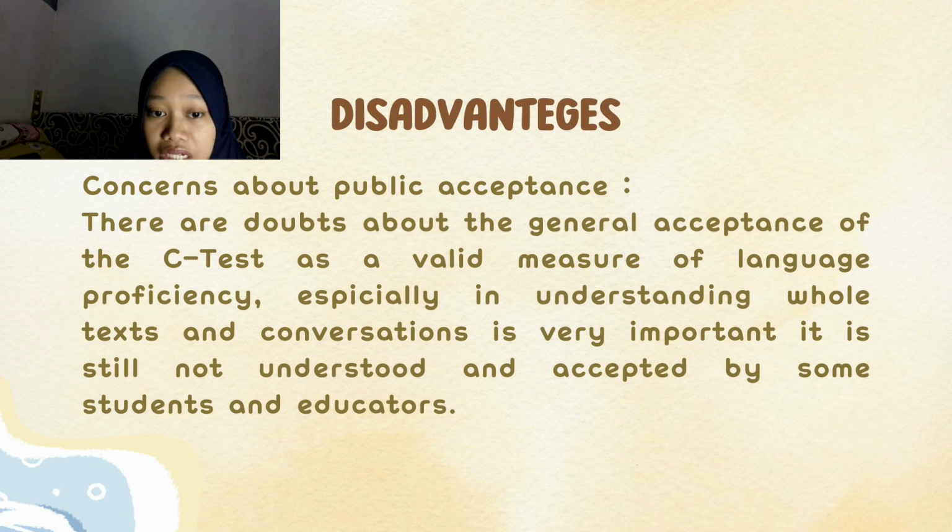Concern about public acceptance. There are doubts about the general acceptance of the C-test as a valid measure of language proficiency, especially since understanding whole text and conversation is very important. It is still not understood and accepted by some students and educators. Why? Because they think the test is not valid and cannot measure because of the little text that we have to fill in. So it's not reliable and valid for some of them.